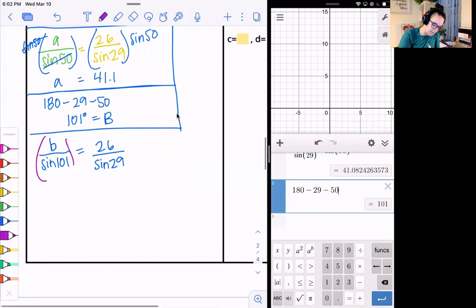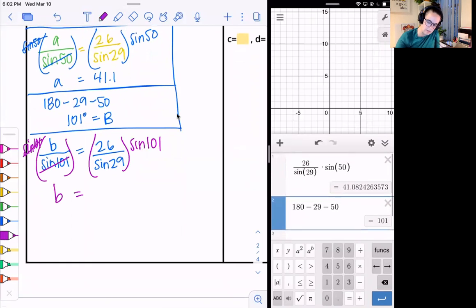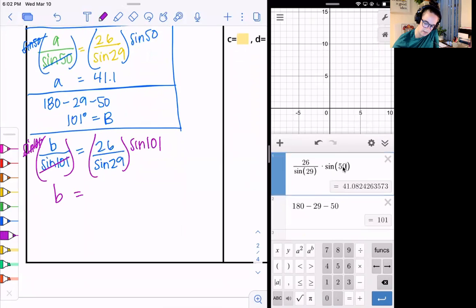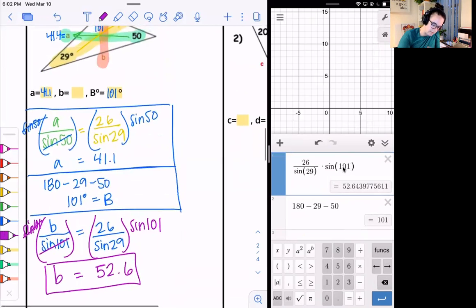Go ahead and multiply by sine 101 on both sides. Leaves me with b equals, go back here, I already have this one written down, which is awesome. So I'm just going to change 50 to 101, and I get 52.6. 52.6 as my side B. So side B would be 52.6.